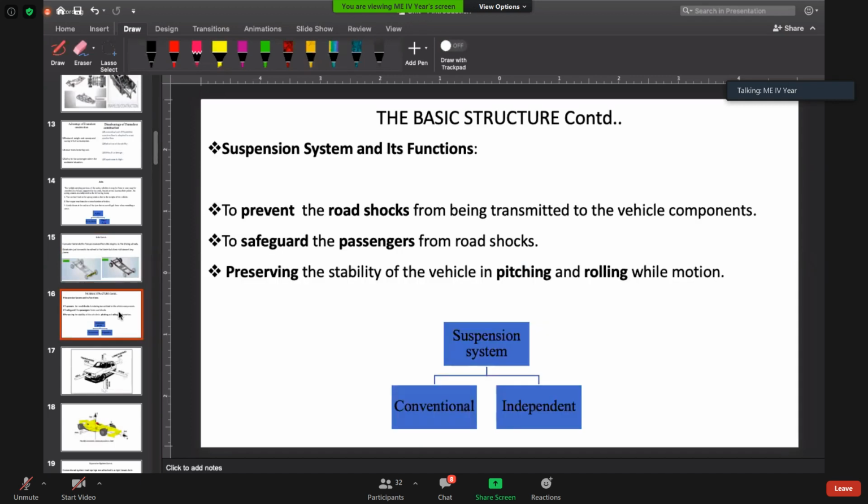Now coming to the suspension system. The functions of the suspension system are to prevent road shocks from being transmitted to the vehicle components, to safeguard the passengers from road shocks, and to preserve the stability of the vehicle in pitching and rolling while in motion. Now, what is this pitching and rolling? Can anyone throw some light on it? What is pitching? What is rolling?